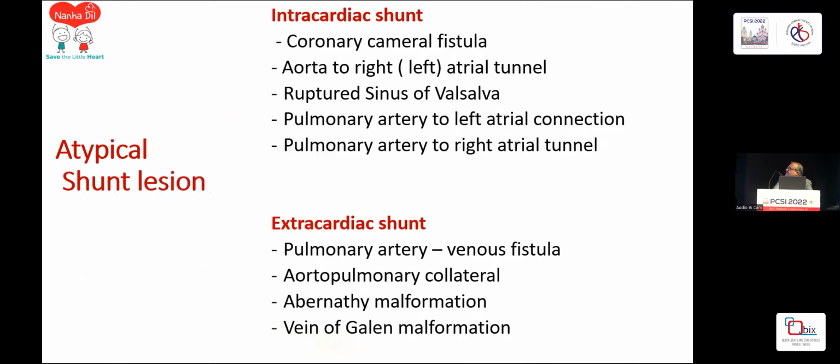The cardiac ones: coronary cameral fistula, the commoner one, aorta atrial tunnel, RSOV, pulmonary artery to left atrial connection, maybe left or right. In the extracardiac category, the most common is pulmonary arteriovenous fistula or pulmonary AVM. Aortopulmonary collaterals we see very commonly in cyanotic heart disease, Abernethy malformation and vein of Galen. This is not comprehensive, but some illustrative examples.